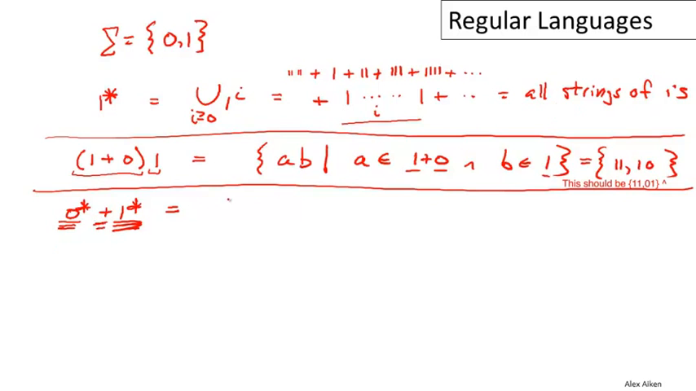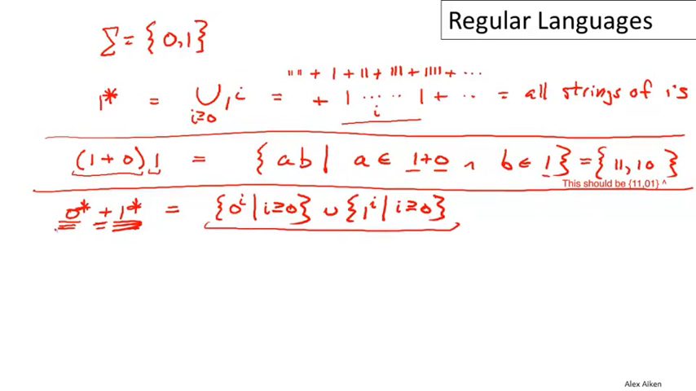So this is actually really easy to write out. Let's write them out in this notation. So we have 0 to the i for i greater than or equal to 0, okay, so that's 0 star, union with 1 to the i for i greater than or equal to 0. That's the strings of all 1s. So there's the set that this expression denotes.